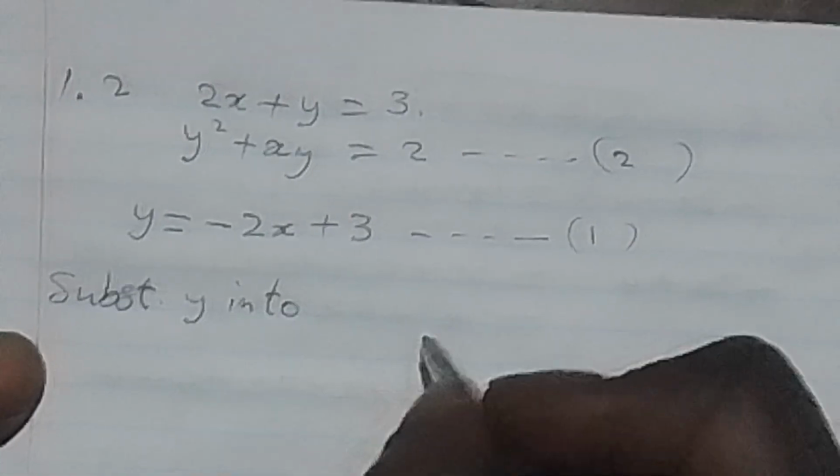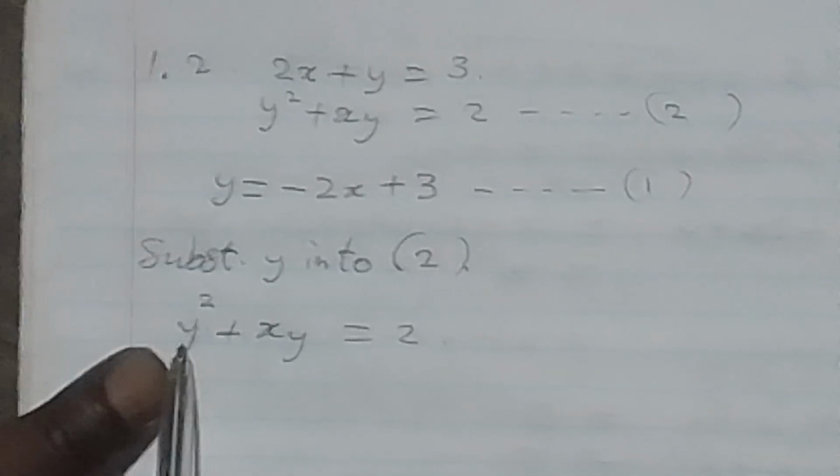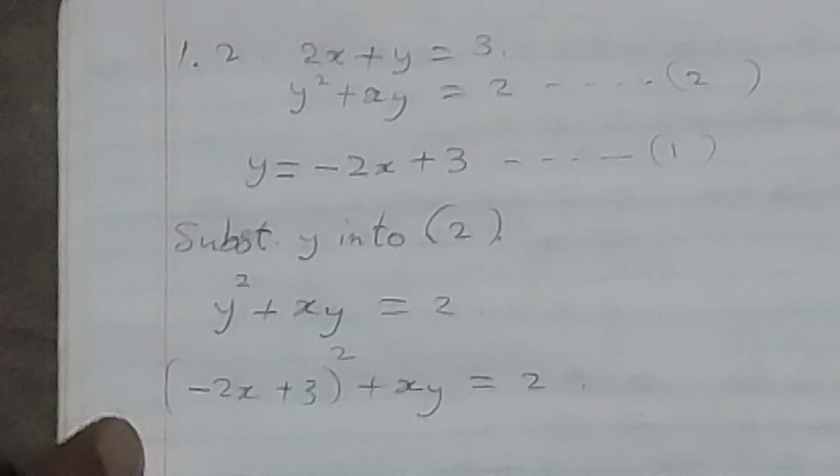Now you substitute y into equation 2. You start by writing equation 2 so that you won't make mistakes. Here we are eliminating possible mistakes, because you are bound to make mistakes when you are doing mathematical operations. So I have rewritten equation 2. Whenever I see y, I put minus 2x plus 3. So it's minus 2x plus 3 squared plus xy equals 2, right?